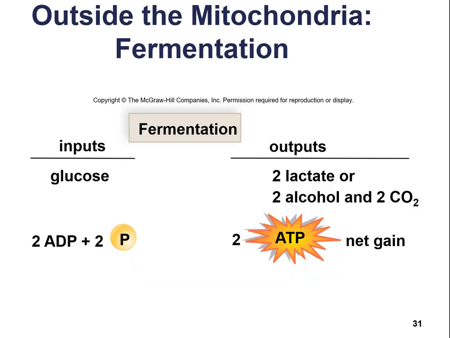Now, again, this table. If you're talking about glucose as being an input and you're going all the way through fermentation, you're going to produce lactate, or you're going to produce alcohol and carbon dioxide, and your net gain of ATP is 2, okay?